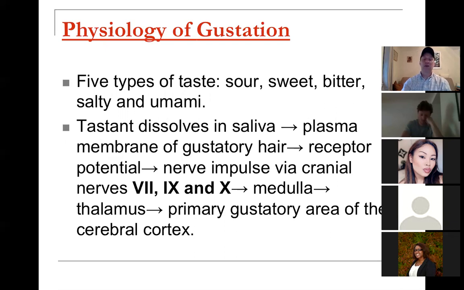What's going to happen is we activate these 3 cranial nerves in slightly different ways, but now we're traveling to the medulla, then to the thalamus, and now to the primary gustatory area. Did anybody see something new here? When have we ever gone to the medulla first? Kick ass, Cohen. Okay, so far so good.